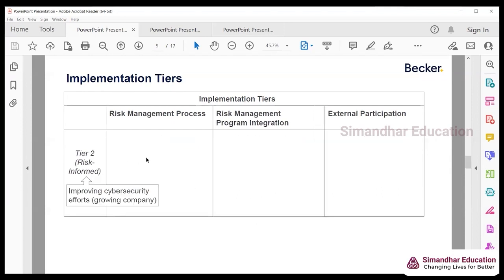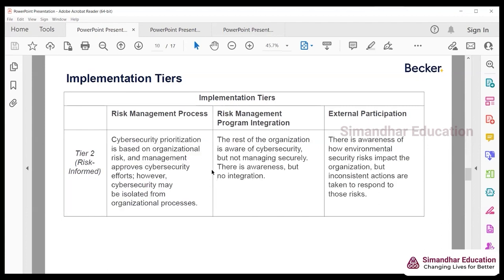Okay. Tier 2. Tier 2 is risk informed. So it is a little bit better than Tier 1. It is a growing company, maybe. So what all things change here? Cybersecurity prioritization is based on organizational risk, right? So everything is based on organizational risk. Whether we are going to take cybersecurity seriously or not depends on what type of risk environment we are operating in. And we give some effort. You can think of it that way, that we give some effort for cybersecurity, but it is still not fully integrated.